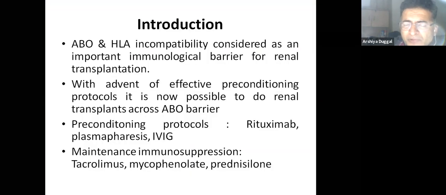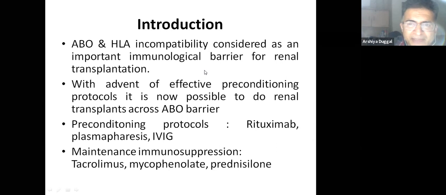Now I come to ABO-incompatible transplant. How is the morphology in ABO-incompatible transplant, the rejection morphology, dominantly acute AMR, different from the morphology you see in a conventional transplant? So just a brief introduction about this. It will be case based, which I'm going to show you.